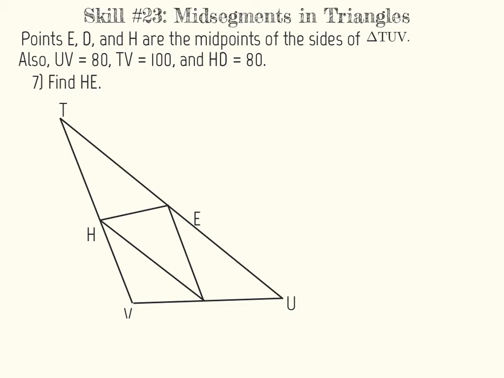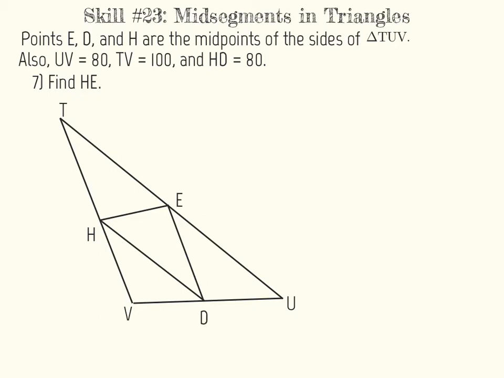Skill 23, Mid-segments and triangles. For number 7, we're going to use the image below. Points E, D, and H are midpoints of the sides of triangle TUV. Also, UV is 80, TV is 100, and HD is 80. We want to find HE.